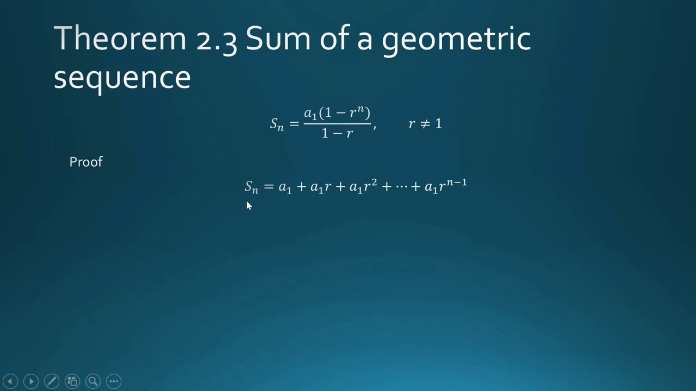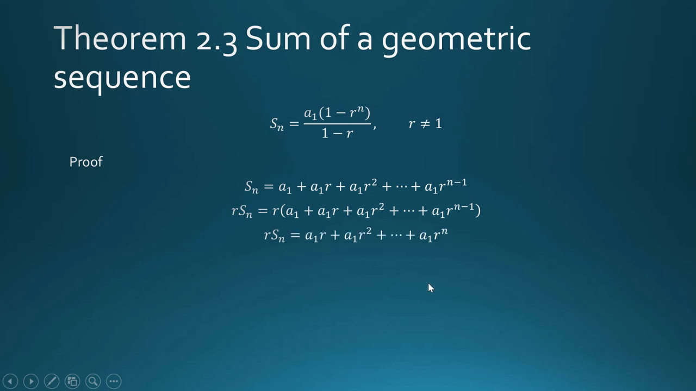So the sum, S sub n, is simply the sum of each of these terms. A sub 1, this is the first term, the second, the third, and this is the nth term. We add them all, that's the sum of the first n terms. I will multiply r to this sum. Why did I do that? You will know when the proof is done. Okay, so multiplying r to the sum is the same as multiplying r to this sum.